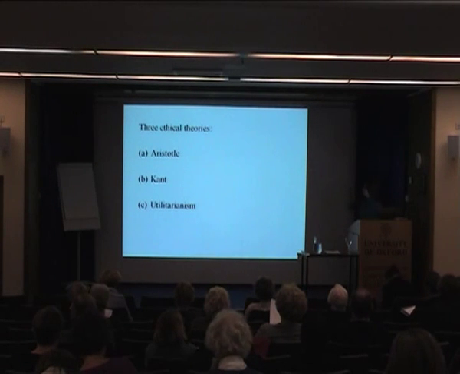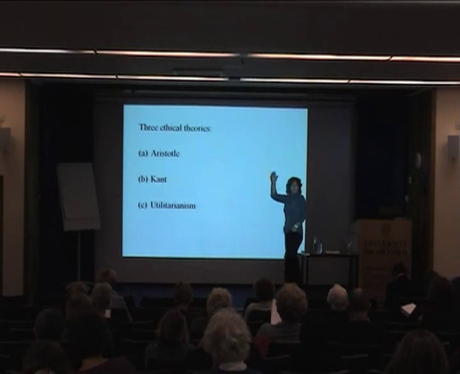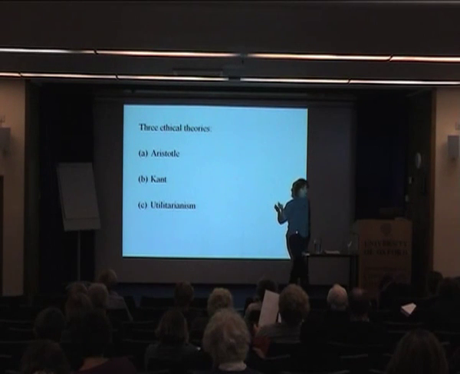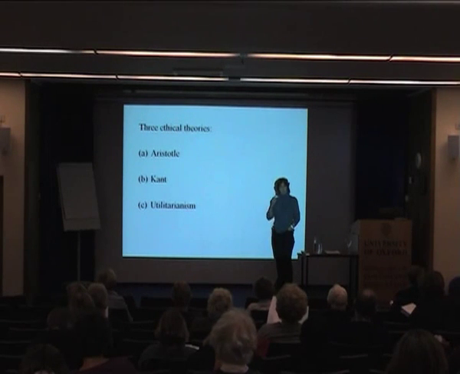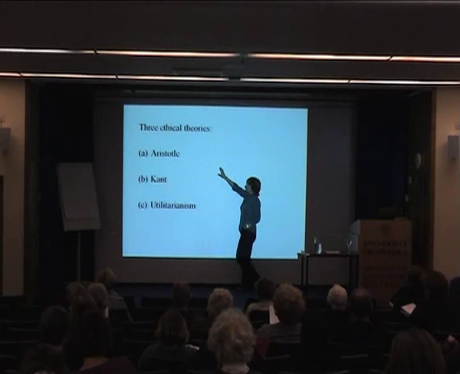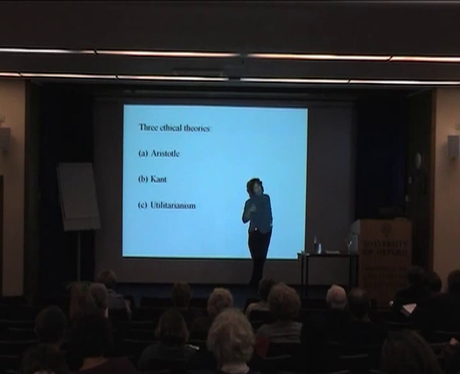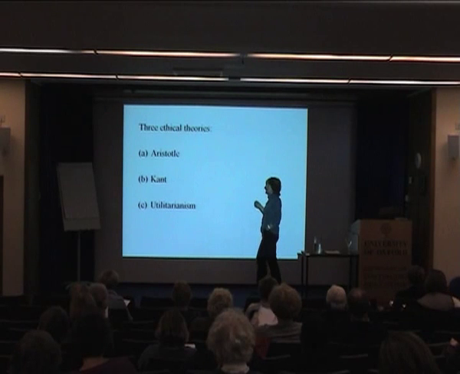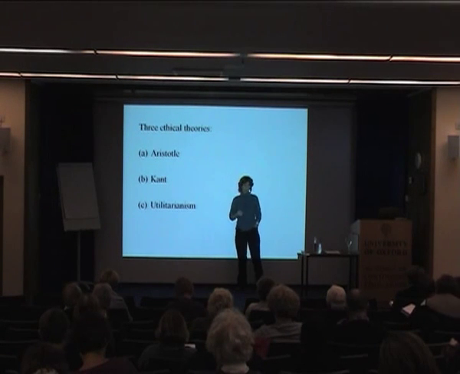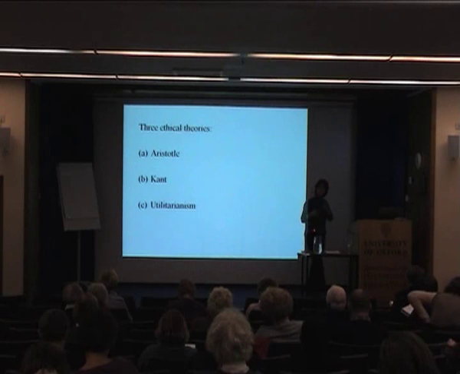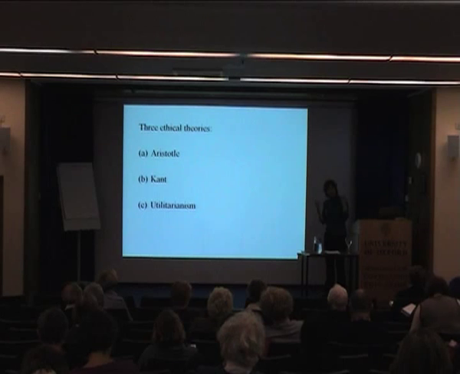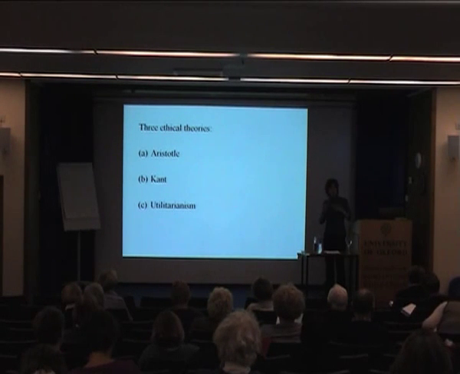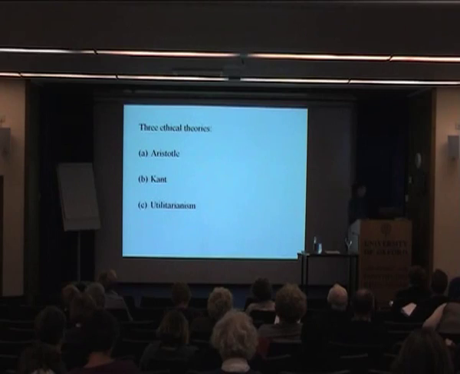Okay, I'm going to talk about three ethical theories. I've chosen three because I could have talked about any number of things, but these three are probably the three most popular theories. Firstly, Aristotle and what has become virtue ethics now. Then Kant, and then utilitarianism. I'll compare and contrast them to each other, but I hope by the end of today you'll at least have a feel for some of the key issues of each of these theories. Okay, so we're going to start with Aristotle.